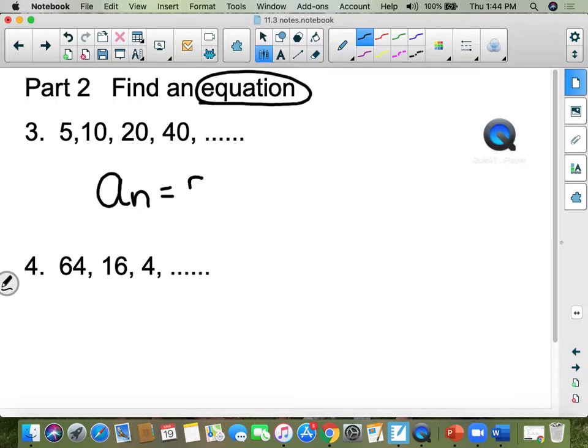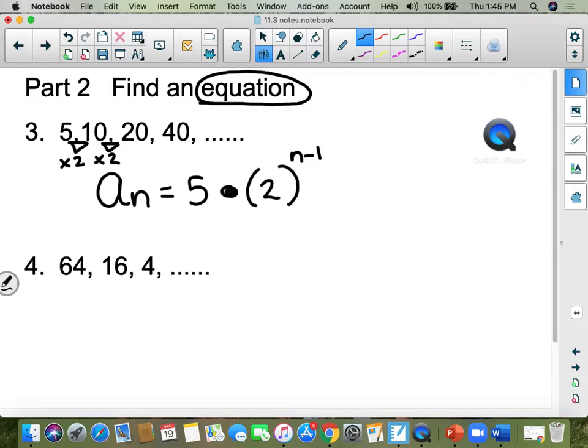The first term is 5. Multiplied, because there's a multiplied. What's the ratio? Well, I'm multiplying by 2. That's my ratio. Put it in parentheses. And we don't know what the number is, but we know that it's n-1, 1 less than that one. You do not have to simplify it. Yesterday you had to do the distributive property. Today you don't even have to do it. You can just leave it like that.